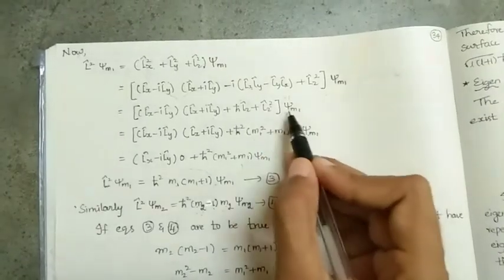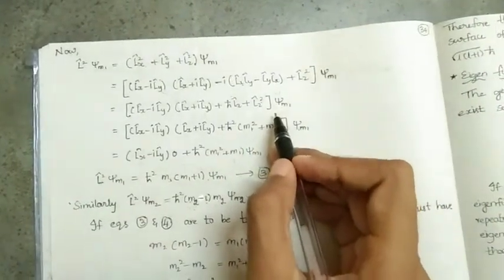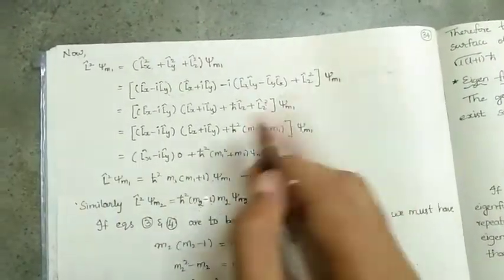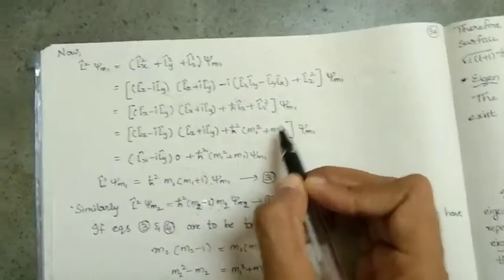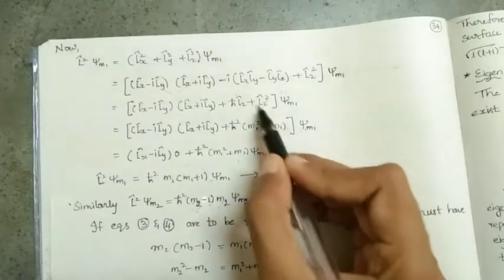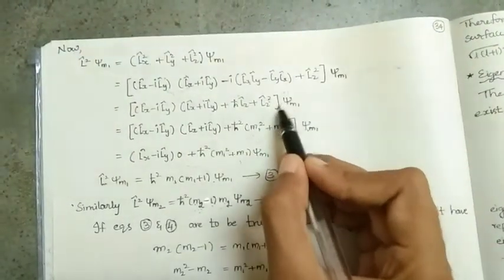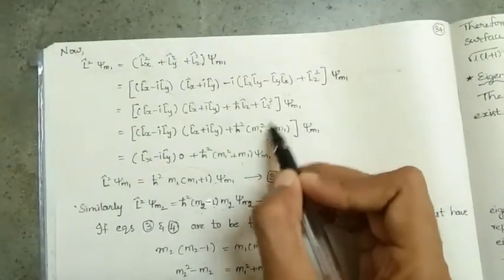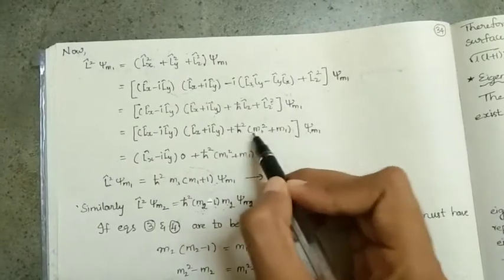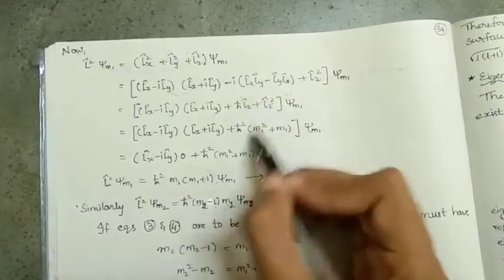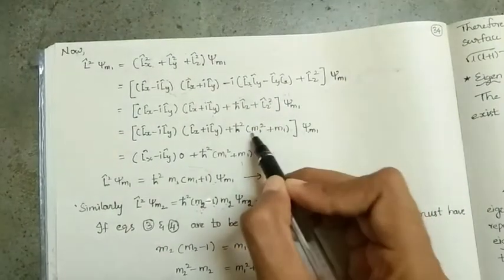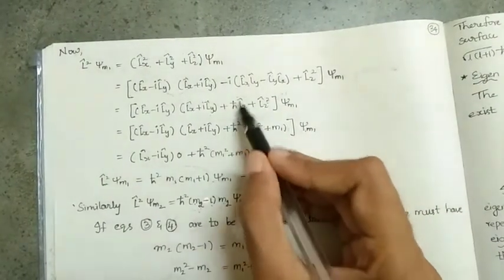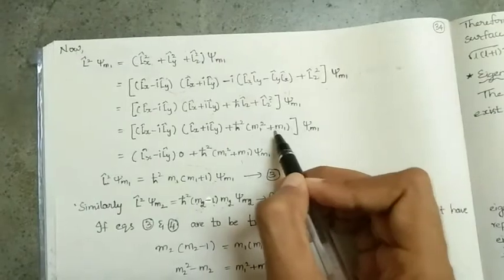When Lz operates on xi two times, for one time m1 h cut, for another time again m1 h cut. So m1 square h cut square we would have here. This operates on this wave function. So m1 h cut whole square we would be having. If we simplify these terms, from this term we would have m1 square h cut square. From here we would have only m1 h cut square.